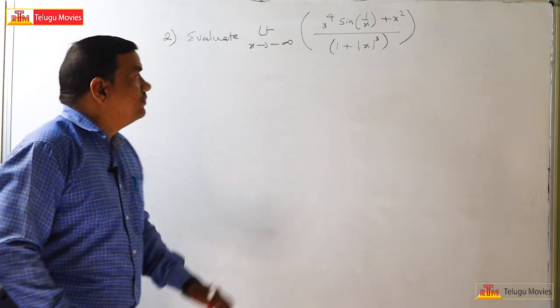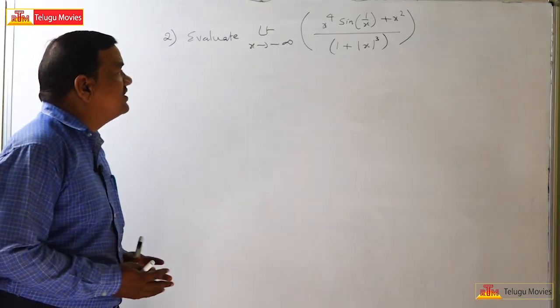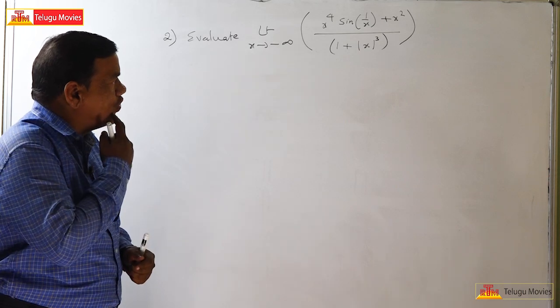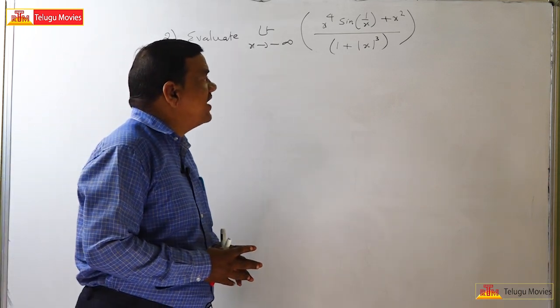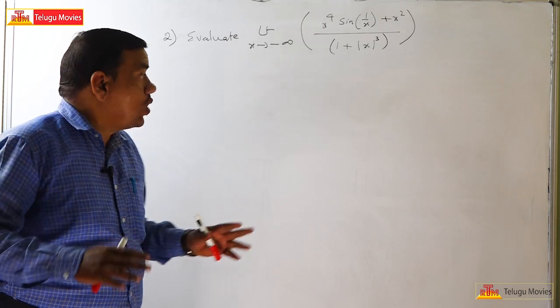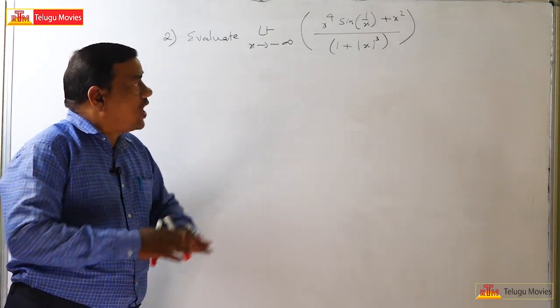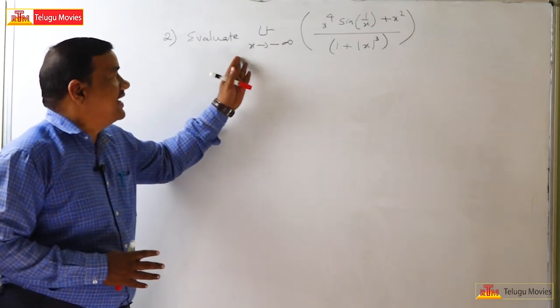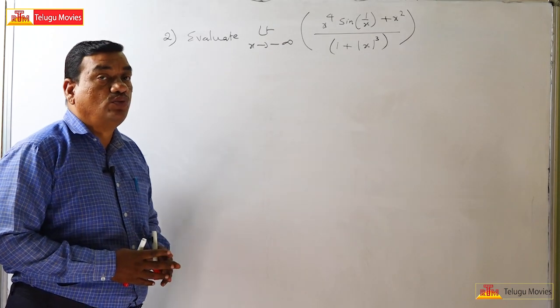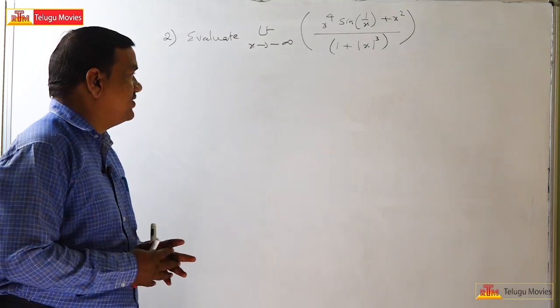Welcome to this problem. Limit x tends to minus infinity of (x to the power of 4 times sine of 1 upon x plus x square) upon (1 plus mod x whole cube). How to do this problem? So this is x tends to minus infinity, so be careful about that.